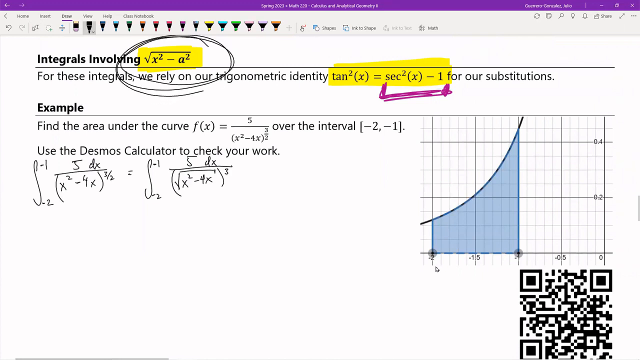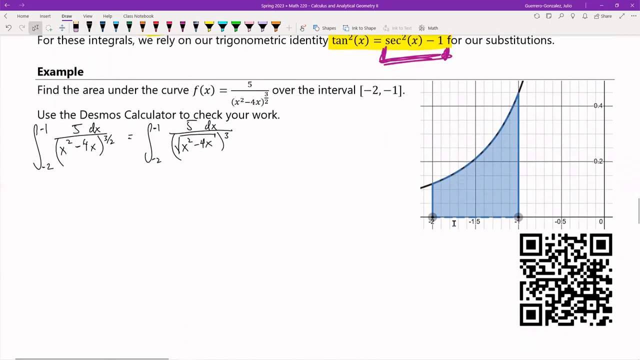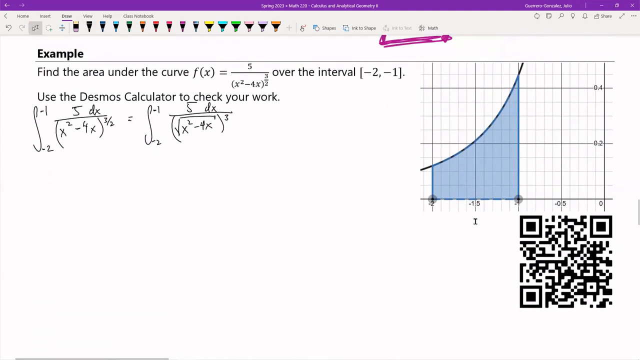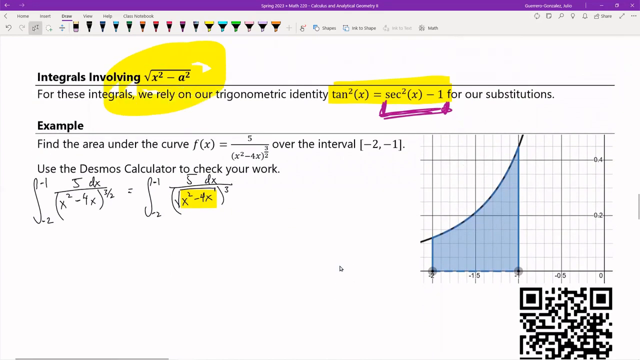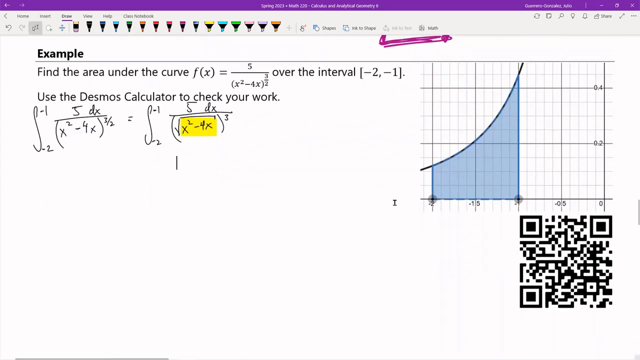I don't see this yet. I don't see that yet. So what we're going to do is something that hopefully you picked up in pre-calc. The process that we're about to do is called completing the square. I'm going to essentially grab the x squared minus 4x and turn it into something that looks like this right here. So this is how we're going to do it over here on the right.